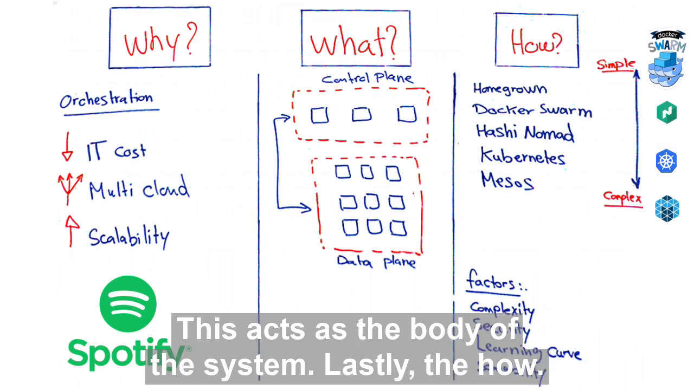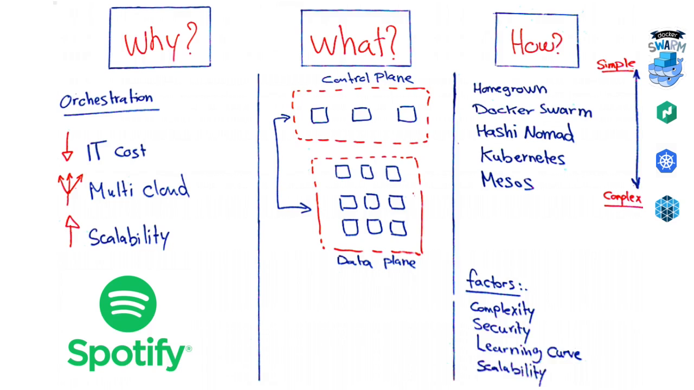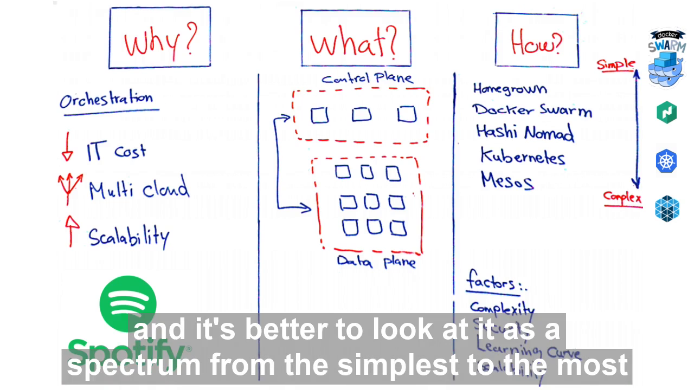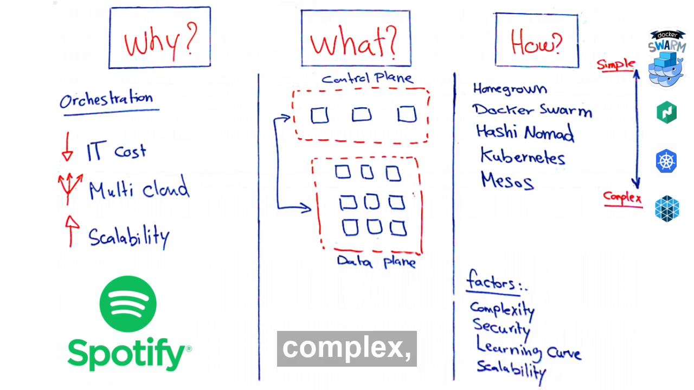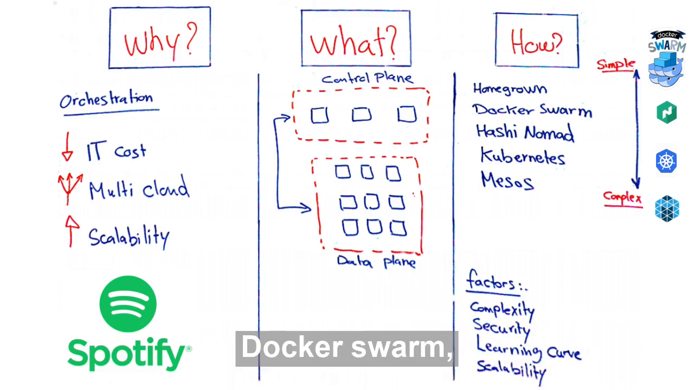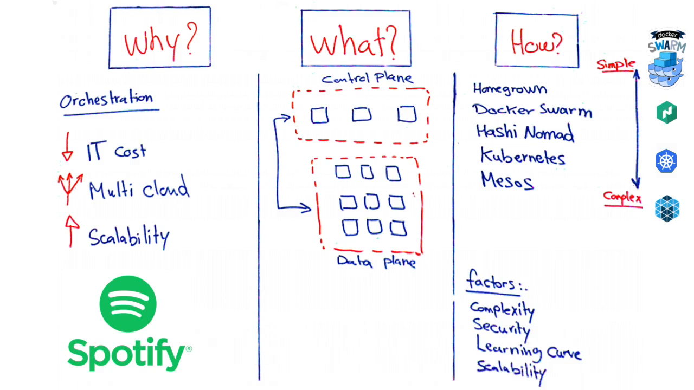Lastly, the how. There are a number of orchestrators emerged throughout the years. There is no one-size-fits-all here, and it's better to look at it as a spectrum from the simplest to the most complex. You might be able to manage hundreds of containers using homegrown scripts or Docker Swarm, but things will get very complicated very quickly as you move from hundreds to thousands.